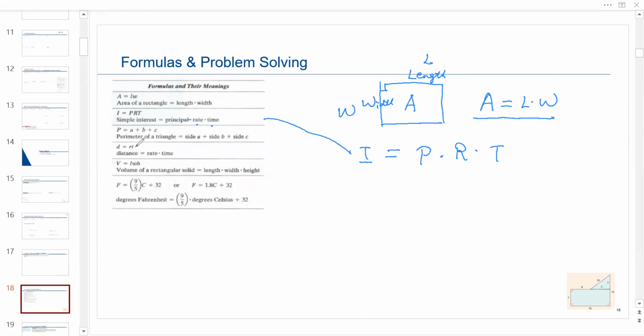And the perimeter of a triangle A, B, C is the length of the 3 sides added together. This one everyone knows, right?